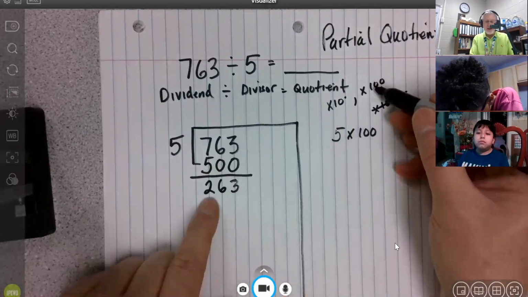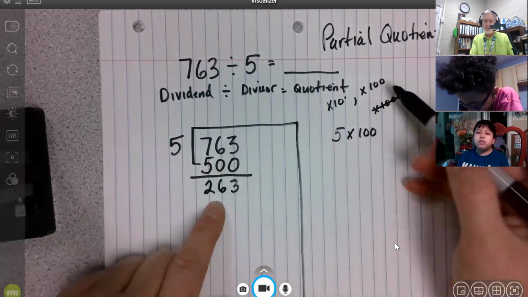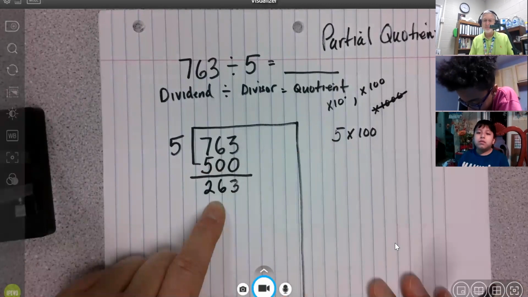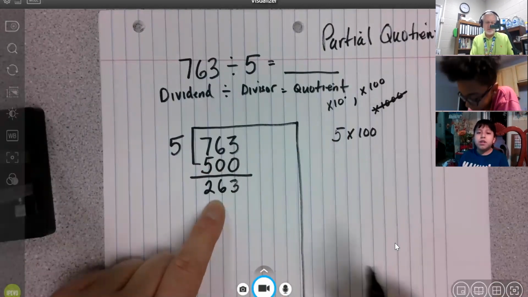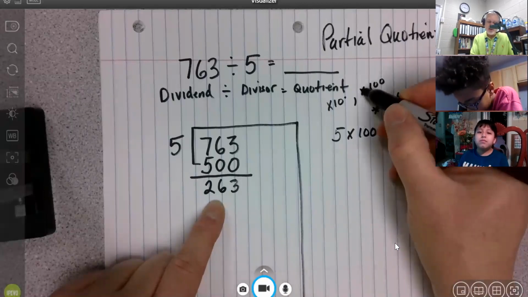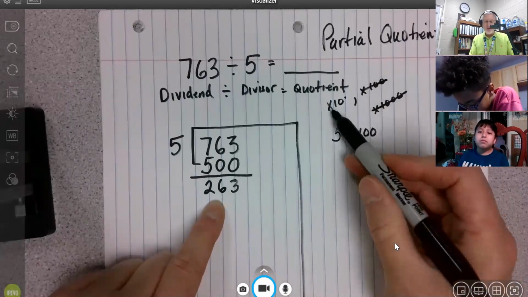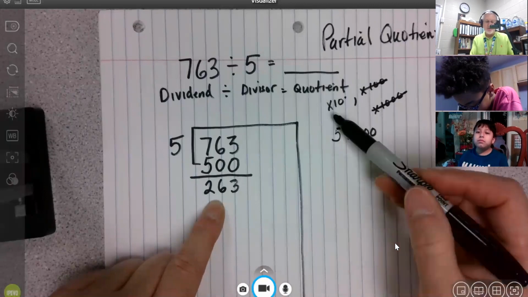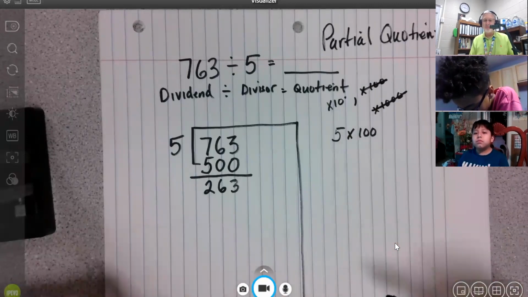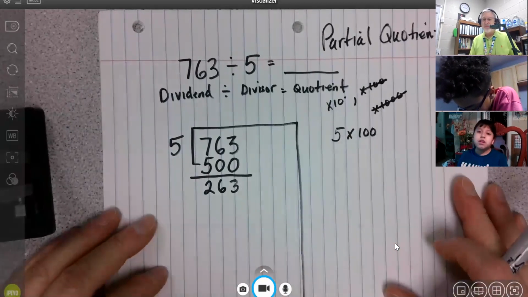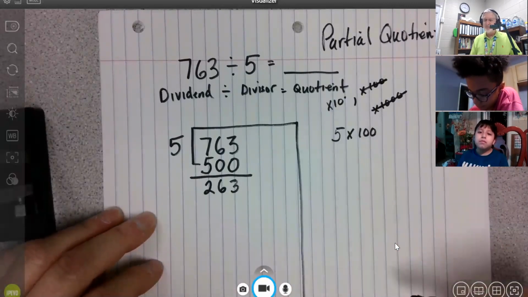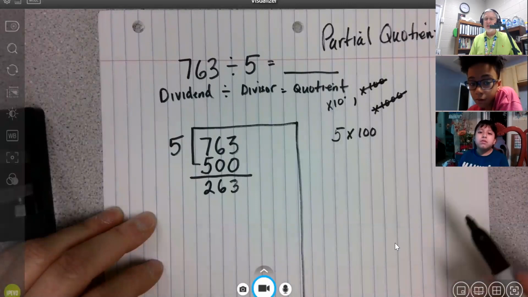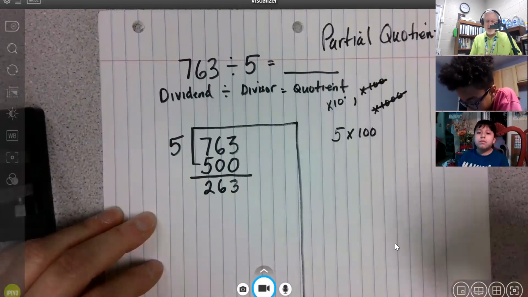So can I make another 100 groups of 5? No. Why not? Because it's too big. So I'm going to cross out that 100. So how about groups of 10? What would 5 times 10 be? 50. So is 50 close to 263? No. So think about multiples of 10.